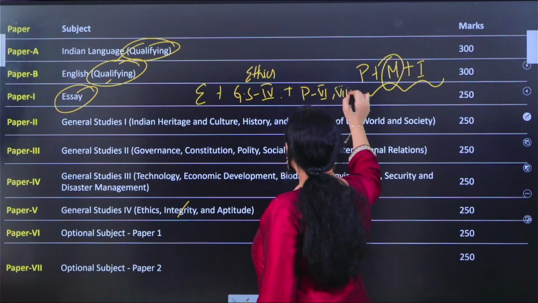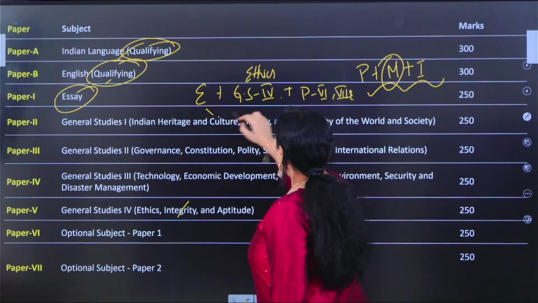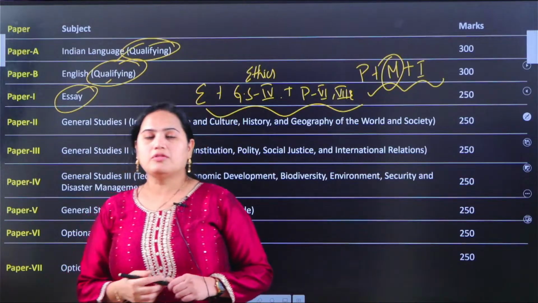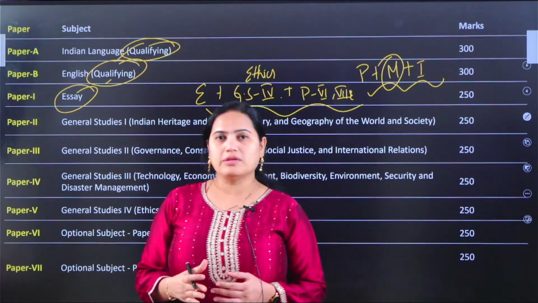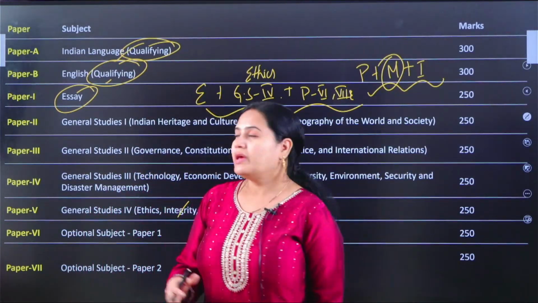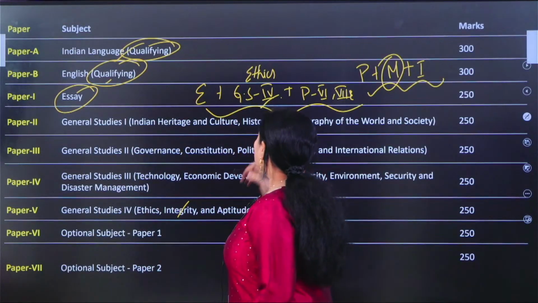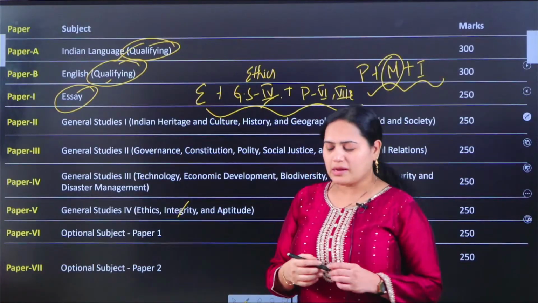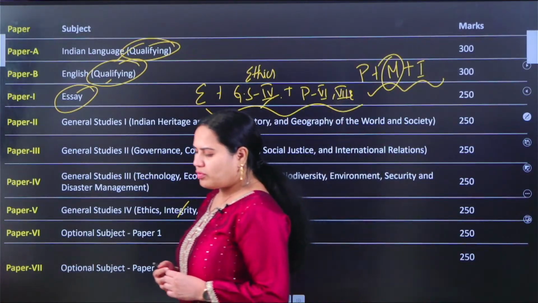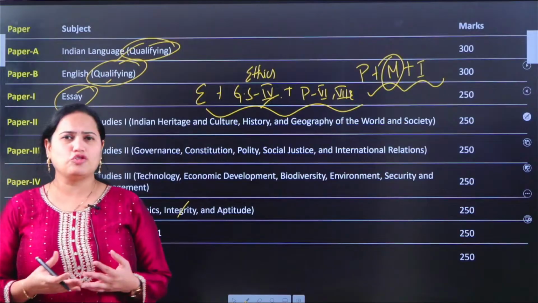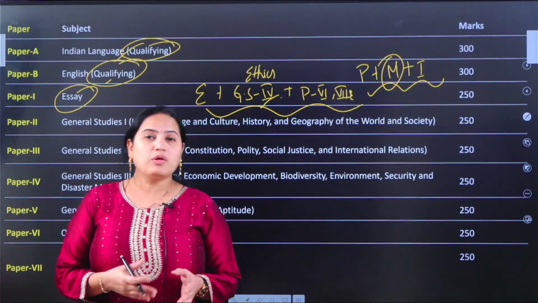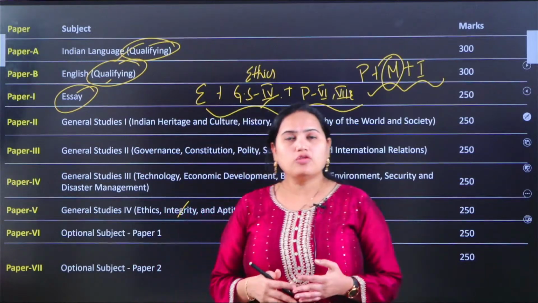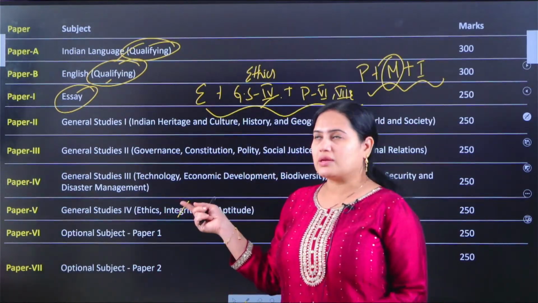If you score well in these three papers, then this is the pathway to getting into the service. If you want to get into service, definitely you have to score well in essay, ethics, integrity and aptitude, as well as optional. There are many optionals in UPSC, anthropology being one. Based on your interest, you can choose any optional. But why do the majority of students choose anthropology? Because it is scoring. Why it is scoring, eventually we will understand.